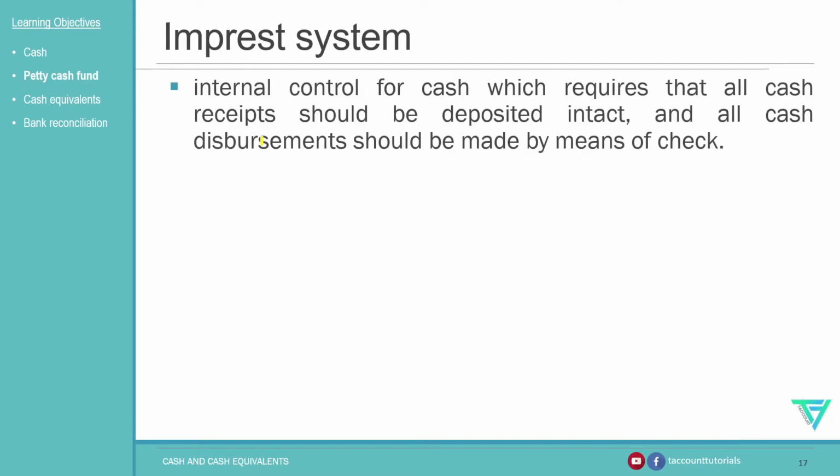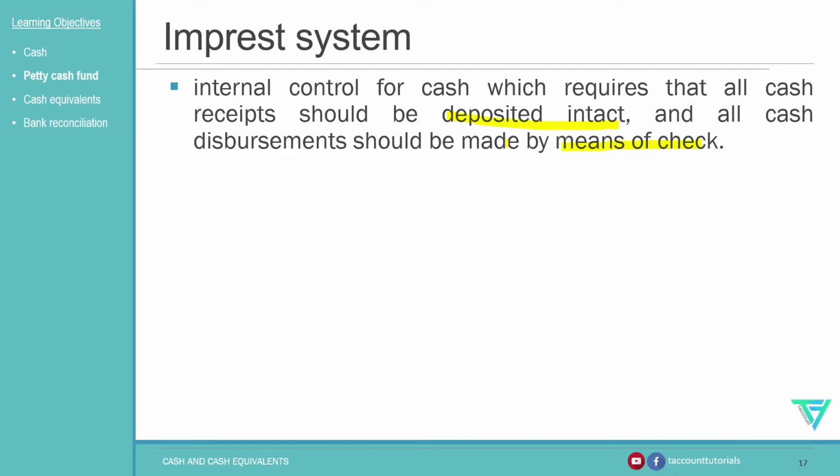It is an internal control for cash which requires that all cash receipts should be deposited intact and all cash disbursements should be made by means of check. So what do you mean by deposited intact? It means that all cash collections should be deposited immediately. No part of the collection should be used for expenses or disbursement.